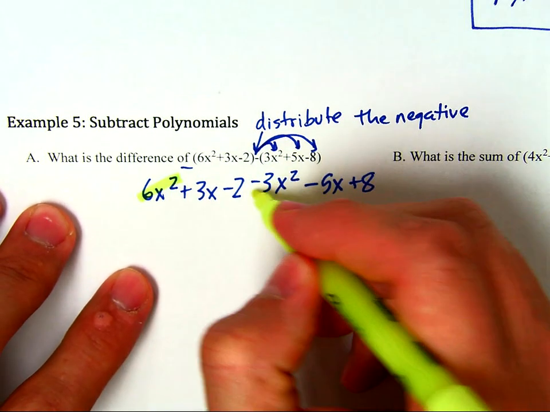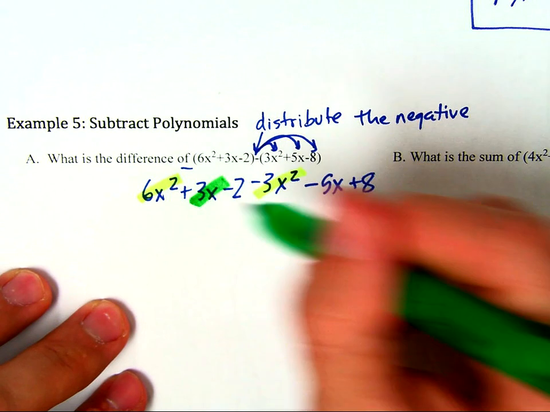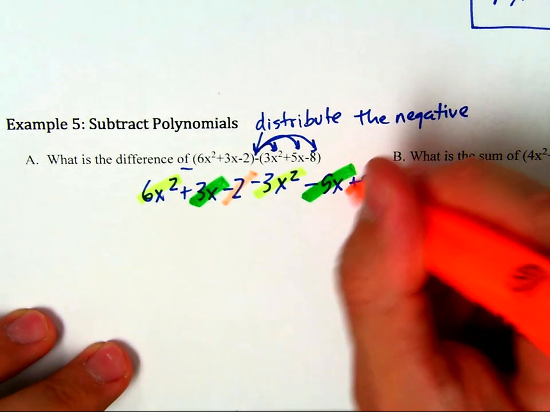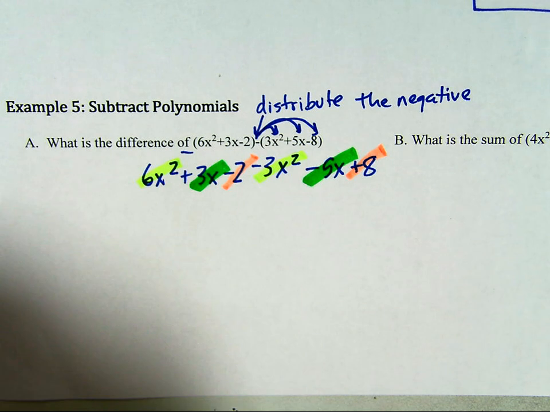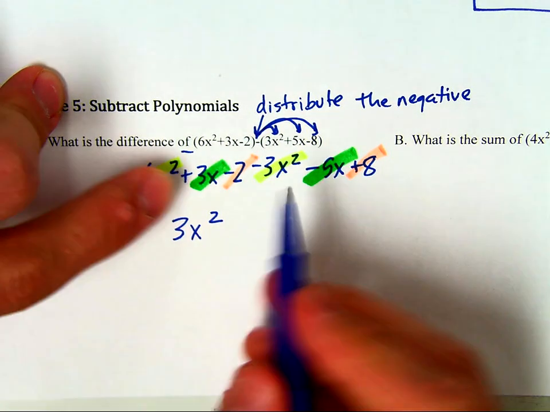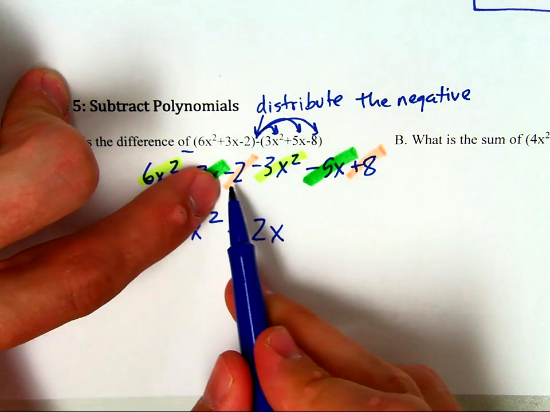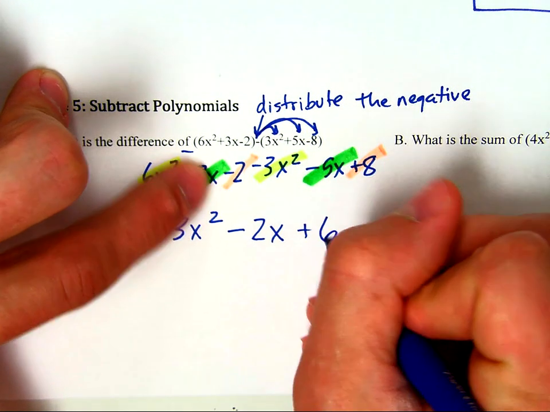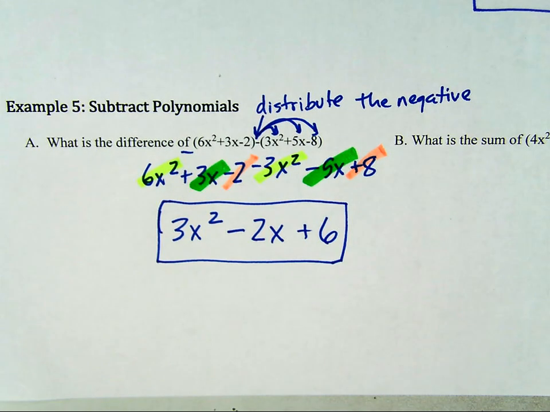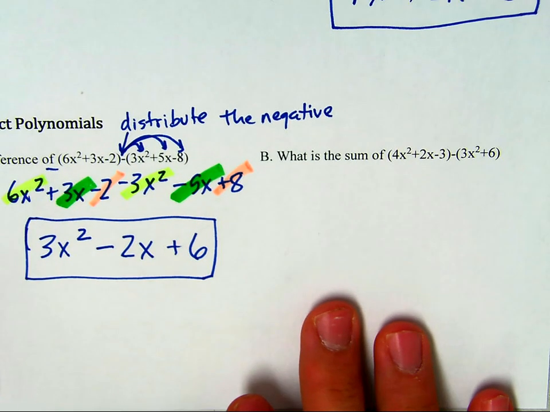Once we've done that, we combine like terms. 6 and the negative 3, the 3x and the negative 5x, the negative 2 and the 8. So 6x squared minus 3x squared becomes 3x squared. 3x and negative 5x becomes negative 2x. Negative 2 and 8 becomes 6.